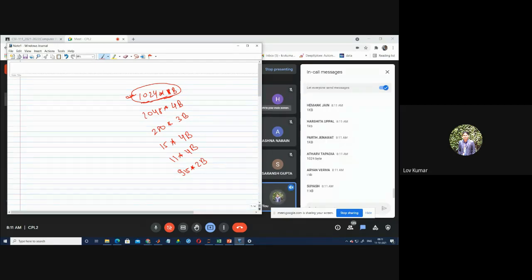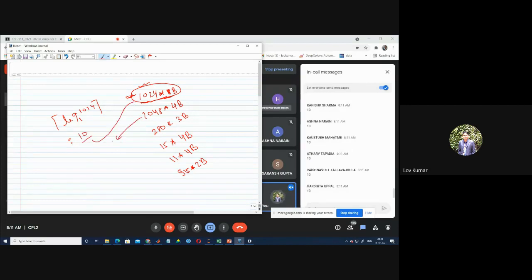Now the question is, what is the address size, or what is the minimum number of bits required to generate the address for this main memory? Anyone? How to calculate? Again, we have to use the formula log 2 of 1024, upper value. If you check, it will come 10. So 10 bits is required to generate.